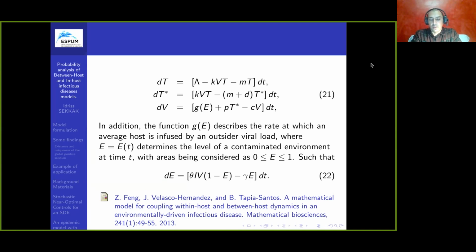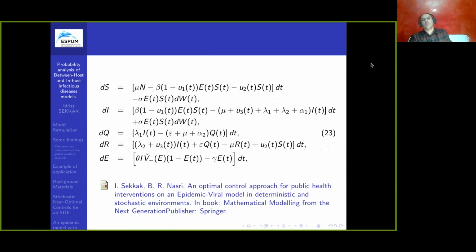ODE. In our study, we investigate three different optimal controls. We include them in an SIQR model for the epidemic one, and we study it also with the contaminated compartment differential equation in the model.